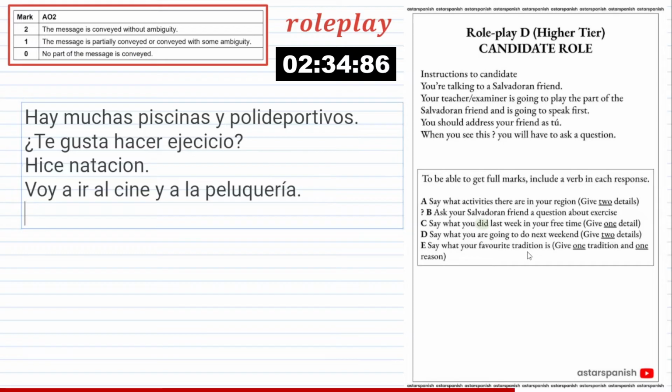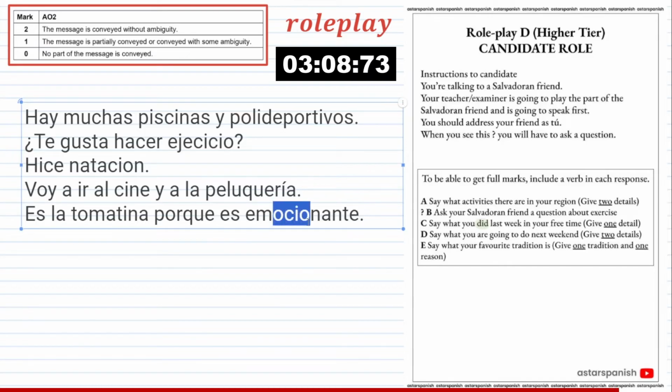And then the last one, say what your favorite tradition is. So give one tradition and one reason why you like the tradition. You can say mi tradición favorita es. However, I've looked at the mark scheme for these, and I know you can go even simpler and just say the verb es. So I'm going to say es la, and then let's pick a tradition. Let's say es la tomatina is an easy one, I think. And then I don't think you even need por qué, but let's have por qué. So por qué es, and then a reason. So it says here, give a reason. Let's say por qué es emocionante. It is exciting. ¿Vale? Have I spelled that correctly? I think I have. So even just saying these 6 words here would give you both marks. Although to be extra safe, you can say mi tradición favorita es, and then la tomatina porque es emocionante. Okay, there's the role play.